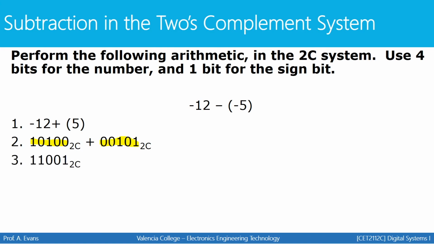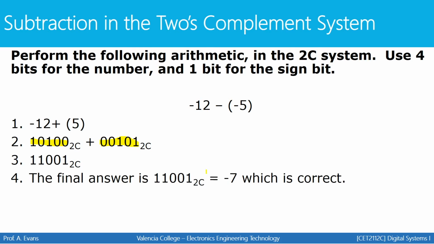Here's what you'll get, 11001. Now you have to ask yourself if that is correct. If I'm adding negative 12 plus 5, I expect to get negative 7. So you're going to need to go evaluate this and see if you actually get negative 7. So you're going to do negative 16 plus 8 plus 1, and you'll see that yes, it is negative 7. So you know your answer is correct, and you don't have to throw any carries away.